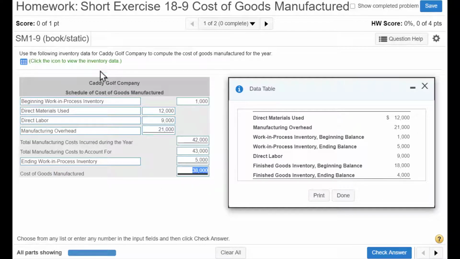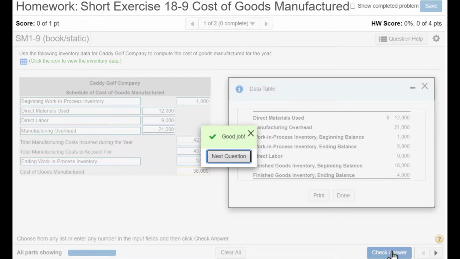So what are we building? Golf. Looks like we're building golf equipment. So the golf equipment that we manufactured during this period cost $38,000. So hopefully whatever we're going to charge for it, it's got to be more than $38,000, otherwise we're not profitable. And that's it.